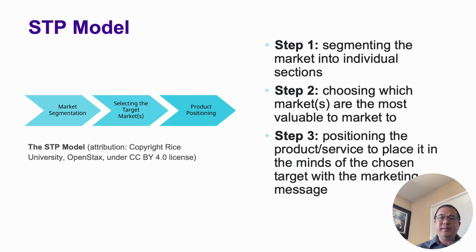Positioning. This is about positioning the product or service to place it in the minds of the chosen target with the marketing message. The company creates a unique image of its product in the minds of the target customers. The purpose is to differentiate from competitors, highlight unique benefits, and build a strong brand image. So as an example, Volvo is known for safety, Apple has a premium quality and simplicity, and Tesla is known for innovation and sustainability. Walmart is known for everyday low prices, Rolex is known for luxury and prestige.